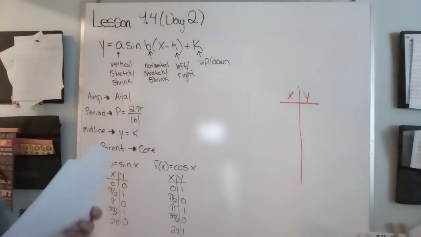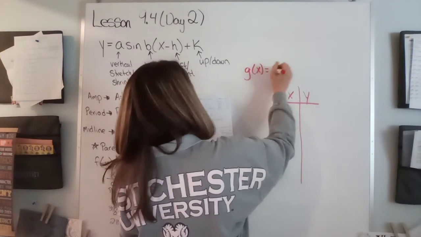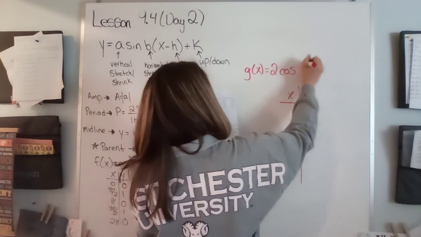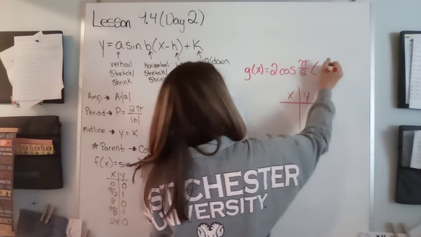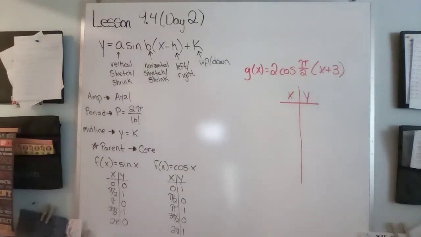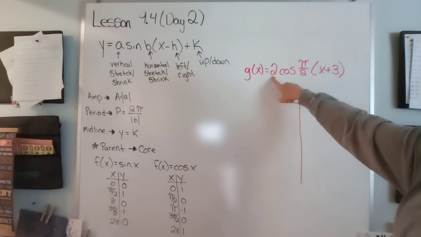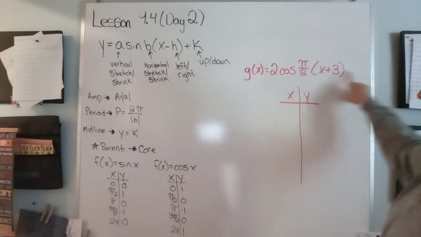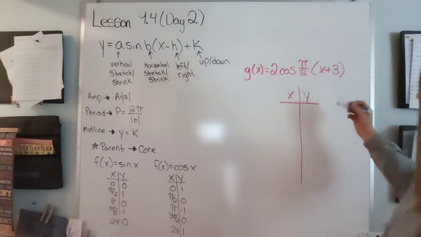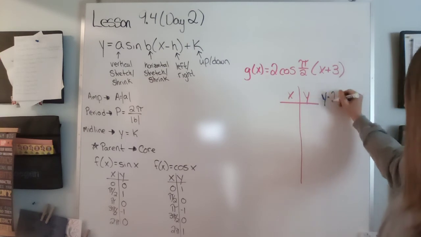So this function is g of x equals 2 cosine pi over 2 x plus 3. All right. So think about the x and the y values and the a, b, h, and k values. All right. So going through, vertical stretch of 2. Okay. That's going to affect the y value. There is no k value, so that's the only thing affecting the y values. So all of your y's are going to be multiplied by 2.